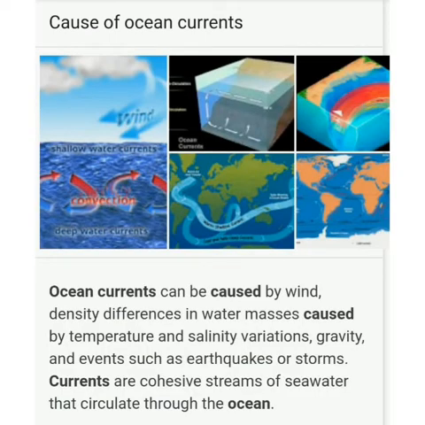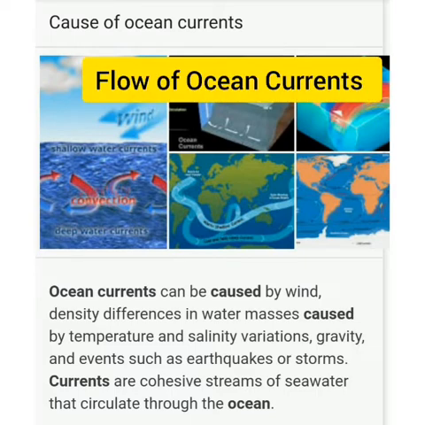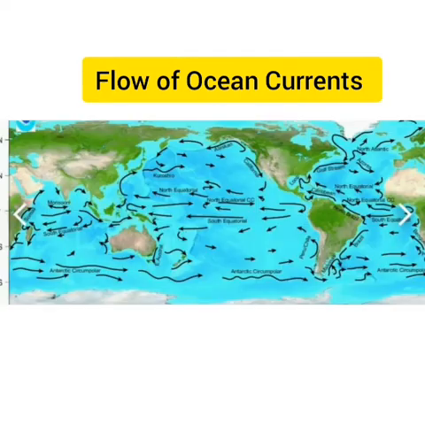Causes of ocean currents. Ocean currents can be caused by wind, density differences in water masses caused by temperature and salinity variations, gravity, and events such as earthquakes or storms. Currents are cohesive streams of sea water that circulate through the ocean.